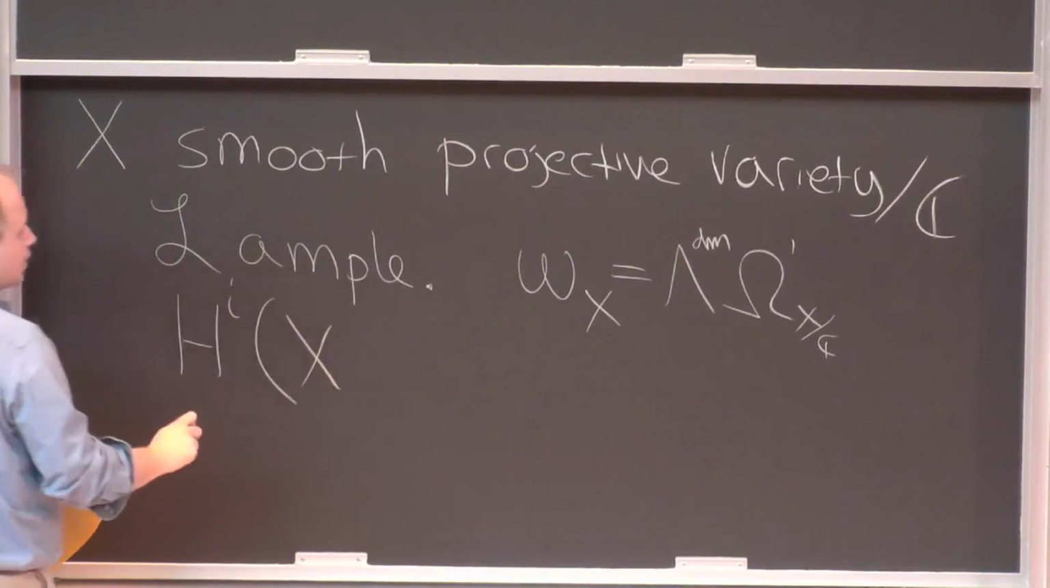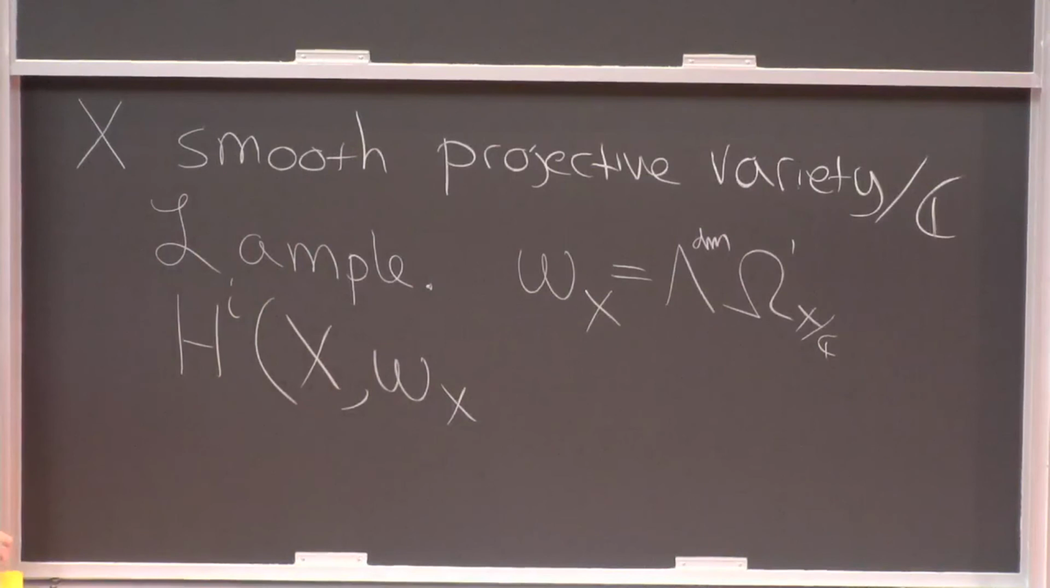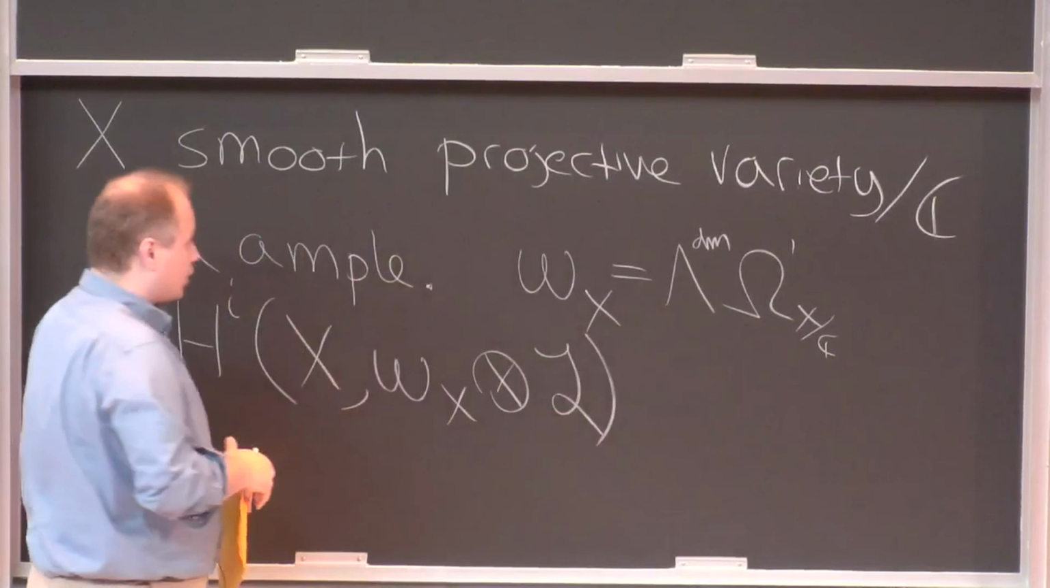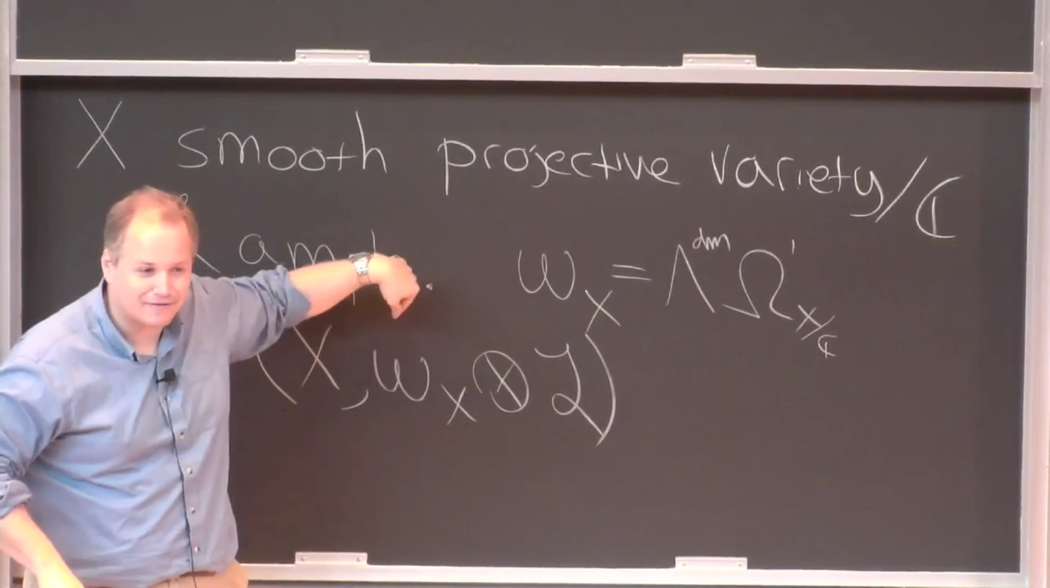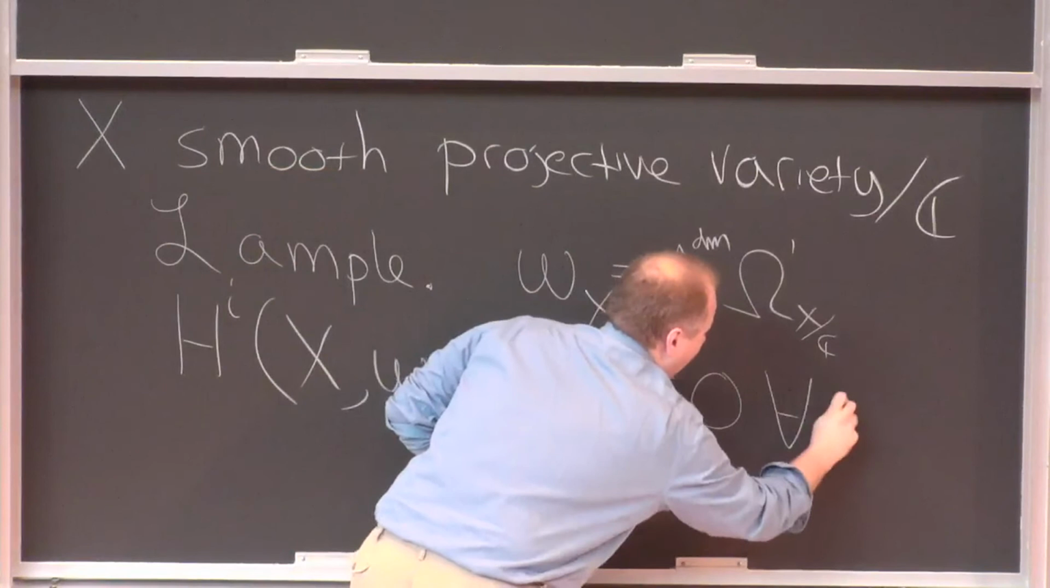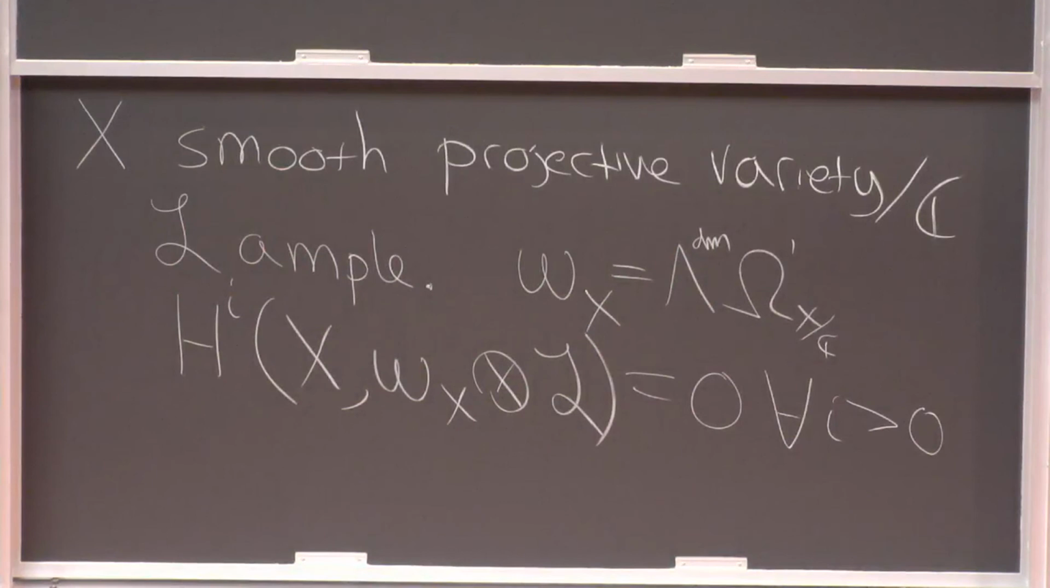It says, at least in one formulation I'm going to find most convenient to work with, that if I look at the cohomology of omega X twisted by L, and if I ever say the word adjoint line bundle, that's what I'm going to mean, omega X twisted by a line bundle, this is zero for all i positive, on a smooth projective variety over C, L ample.